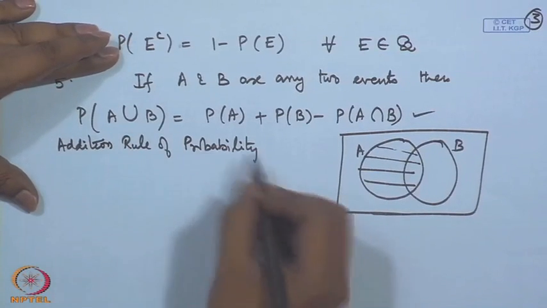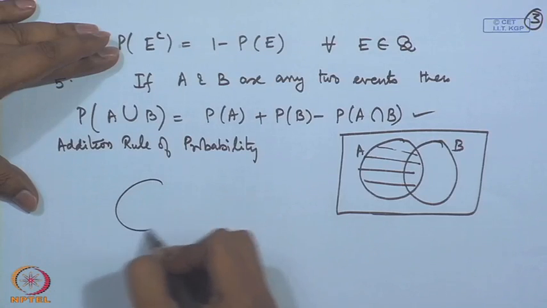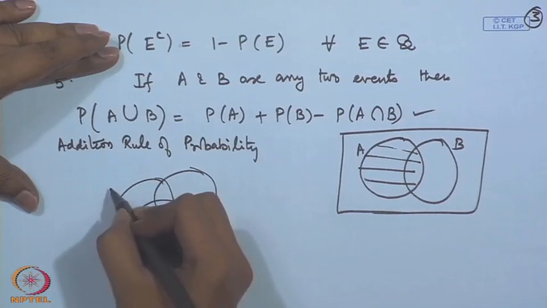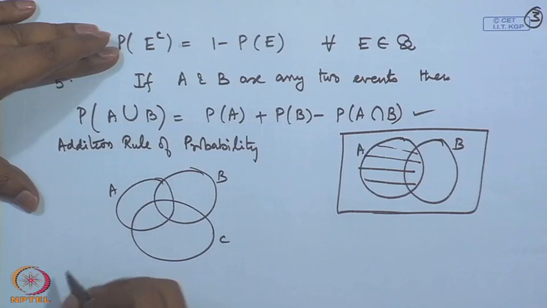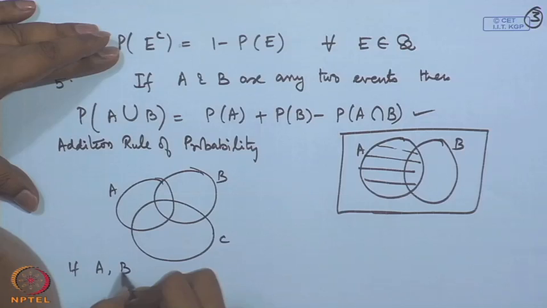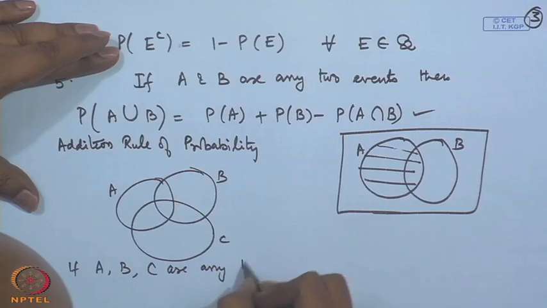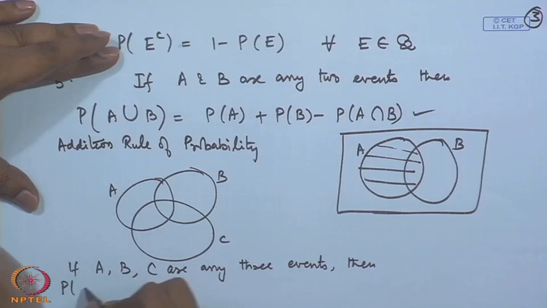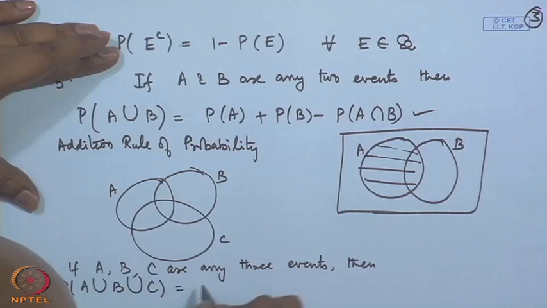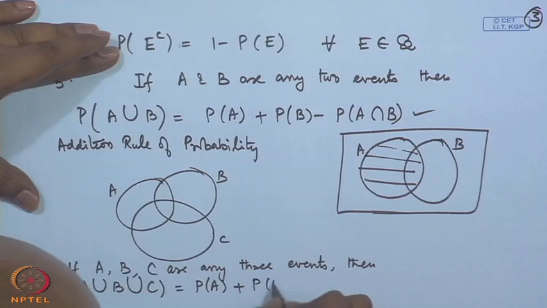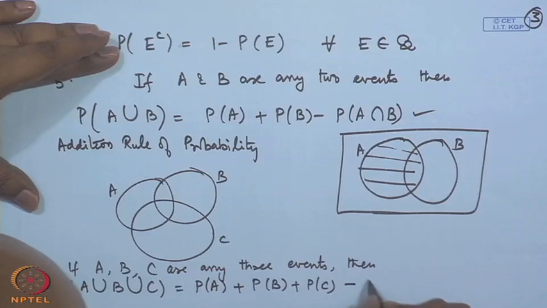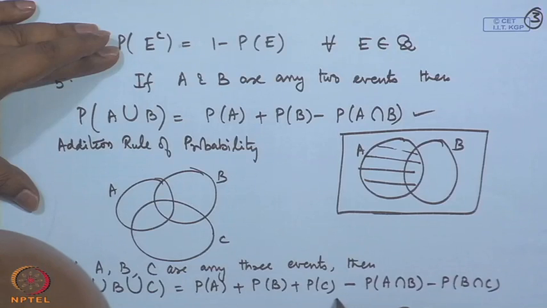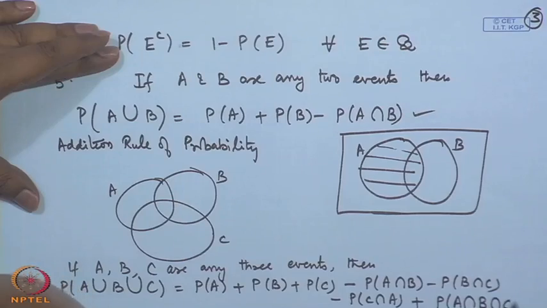Now, this result one can generalize. Suppose in place of 2 I have 3 events, say A, B, C. Then in that case, if A, B, C are any 3 events, then probability of A union B union C is equal to probability of A plus probability of B plus probability of C minus probability of A intersection B minus probability of B intersection C minus probability of C intersection A plus probability of A intersection B intersection C.